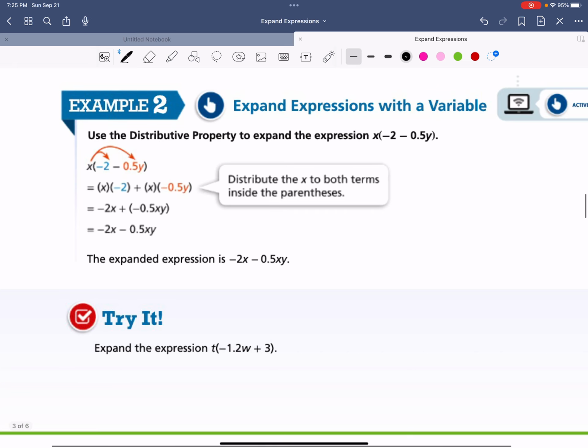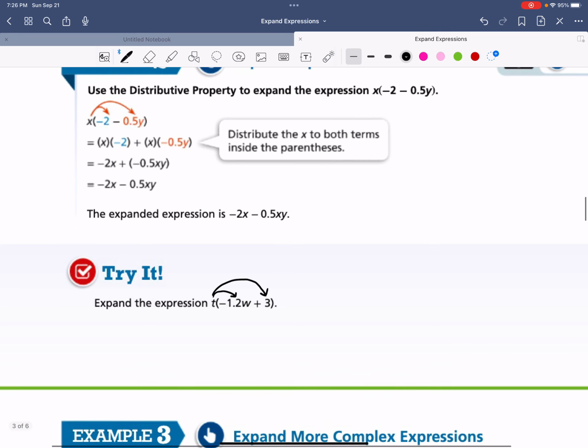All right, next page, example 2. They show you up top, we have to multiply by what is outside. This time it's saying there can be letters outside. We can multiply letters by letters. We just can't combine them or add them together when they don't have the same letter. So don't let that confuse you. So I can actually do t times (negative 1.2w plus 3).